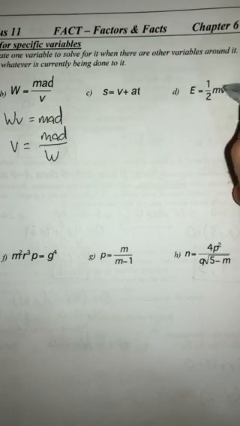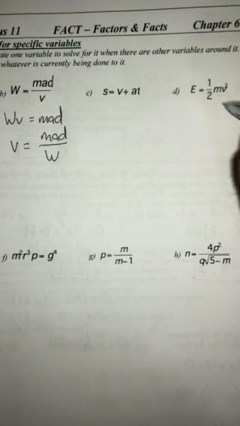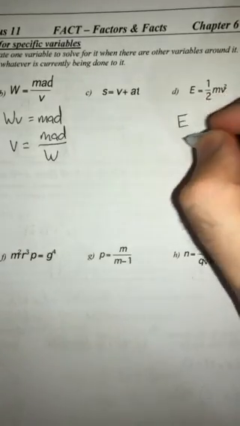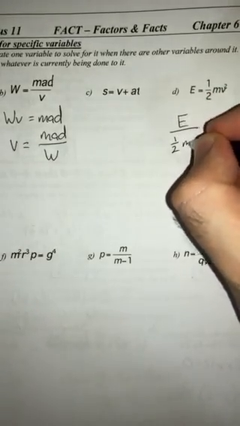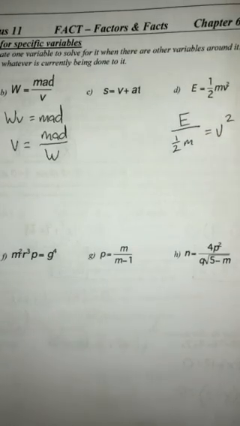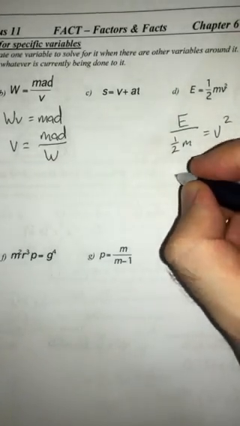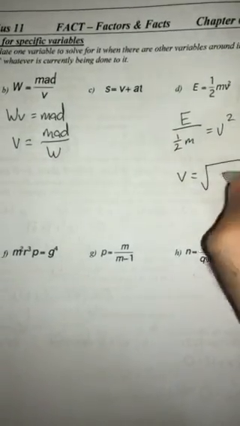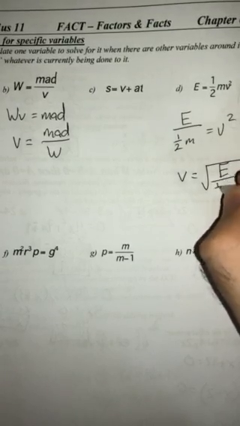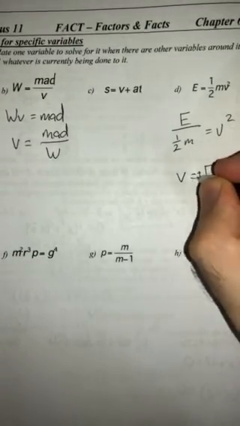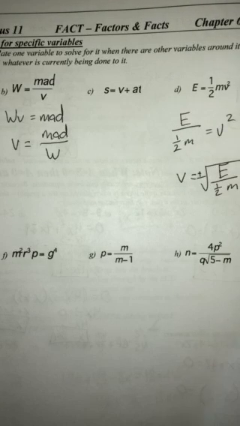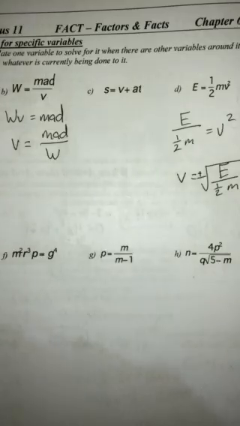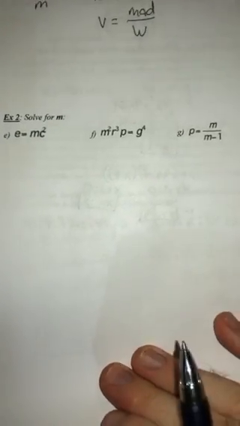So if I want to solve for v in this case, divide by a half m. So I have e over a half m equals v squared. And to get v by itself, I'm going to take the square root of e over a half m, and don't forget the plus or minus. So just solving things like that, switching things around in the equation. The examples down here are very similar.